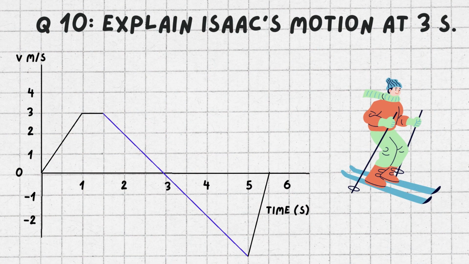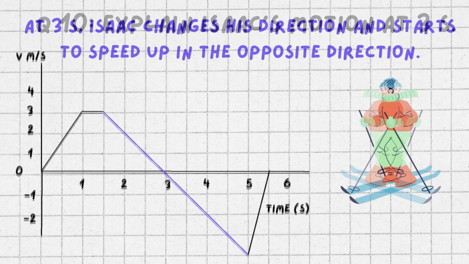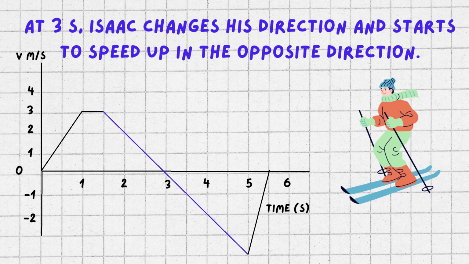Question 10. The graph shows the motion of Isaac skiing. Explain Isaac's motion at 3 seconds. At 3 seconds, Isaac changes his direction and starts to speed up in the opposite direction.